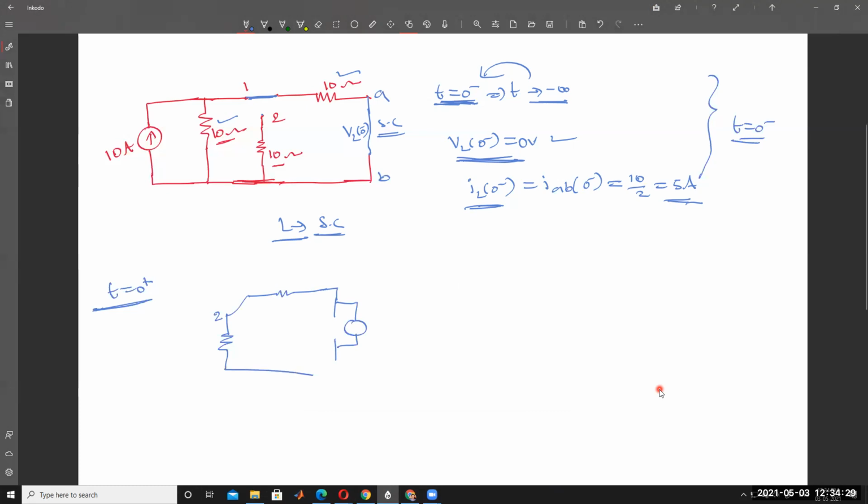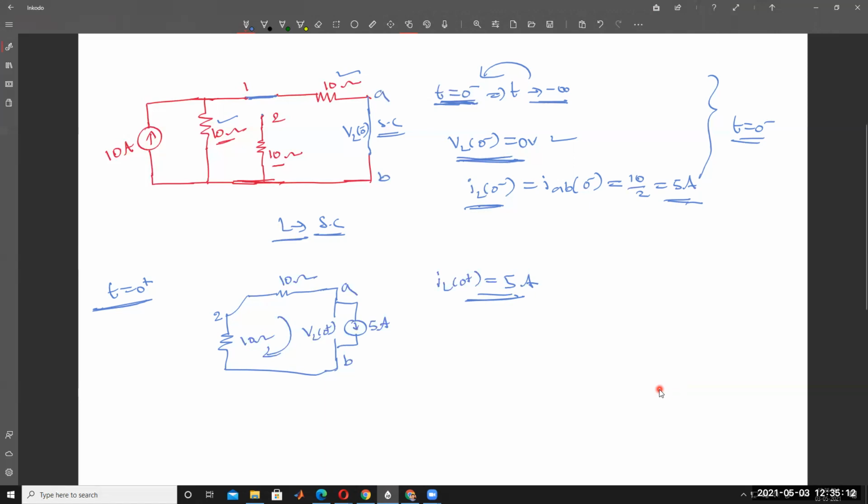So this is VL of 0 plus, between A and B, and the current direction is downwards, 5 amps, through the 10 ohm resistors. After the switching action and before the switching action, both are the same. So inductor does not allow the sudden changes in current. That's why IL of 0 minus is equal to IL of 0 plus.